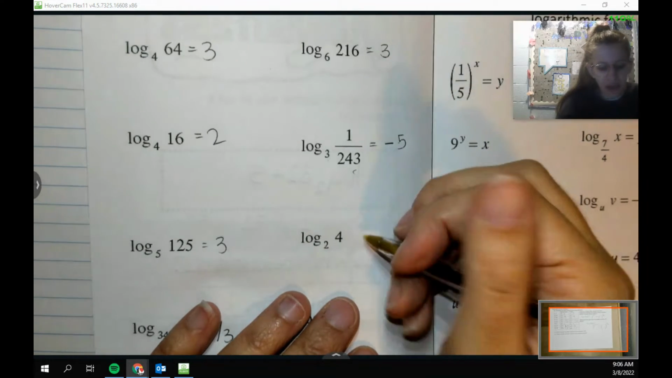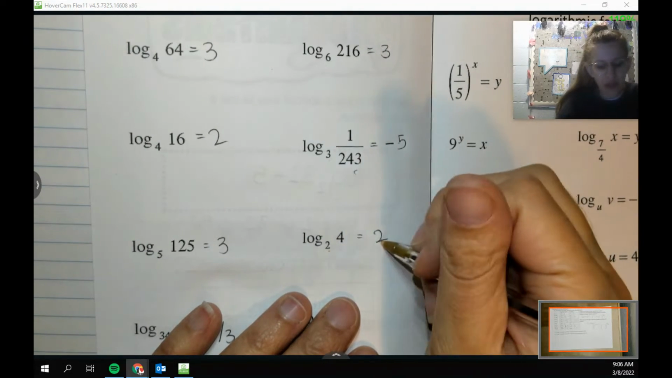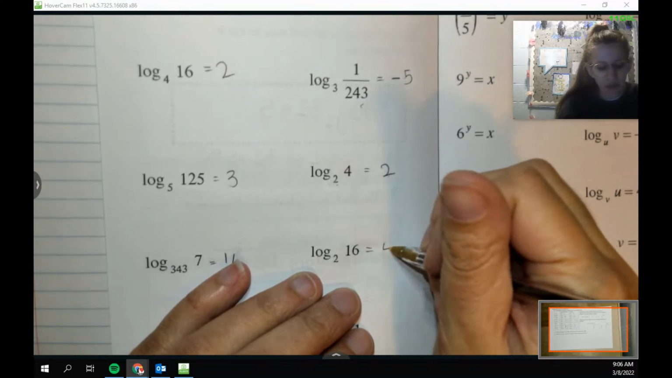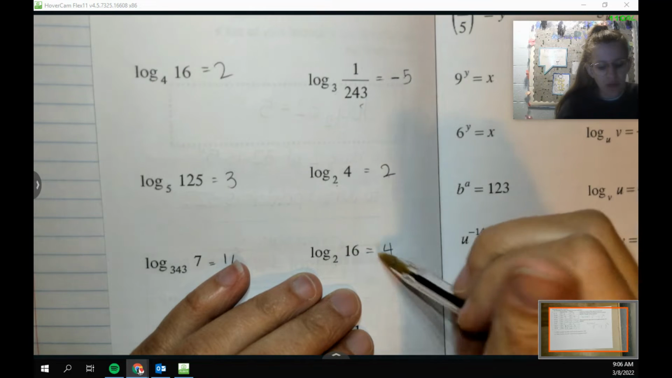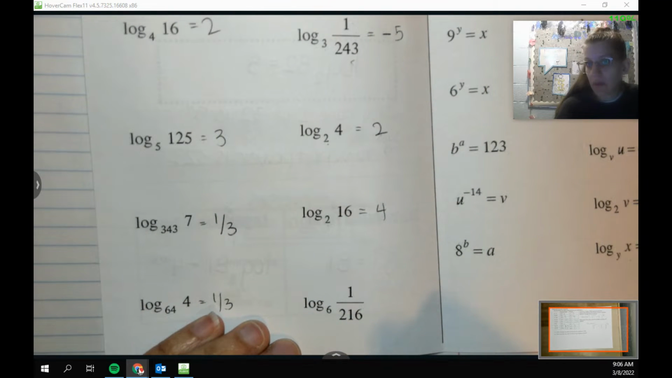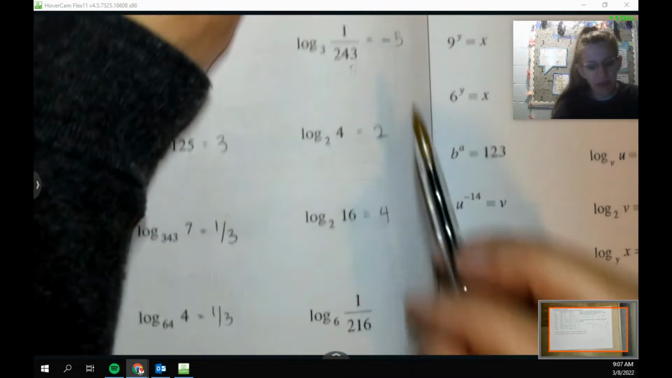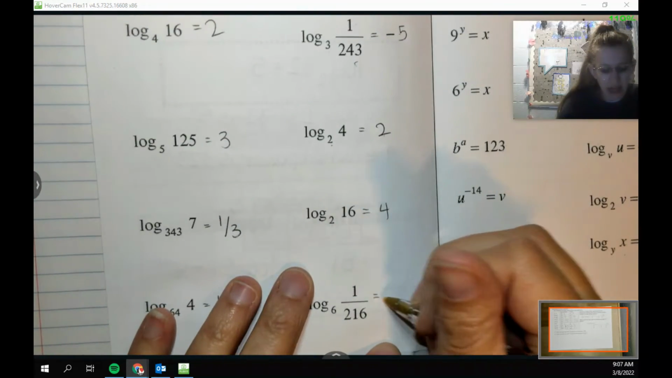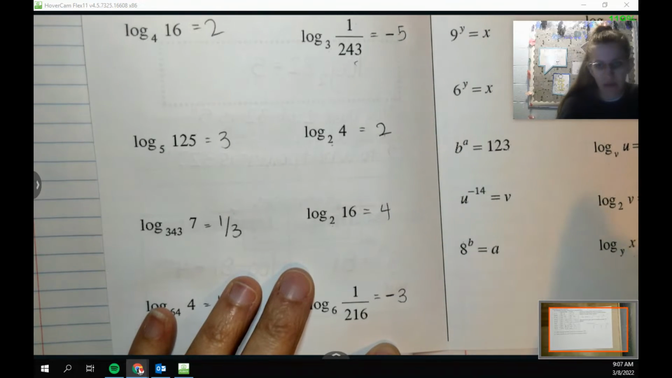Log base 2 of 4 is 2, because 2 to the second power is 4. Log base 2 of 16 is 4, because 2 to the 4th power is 16. And then we're back to our fractional logarithm. So log base 6 of 1/216. That 216 we had before, and it was 3. But now we're under. And so the way to get under is to be negative. So negative 3.